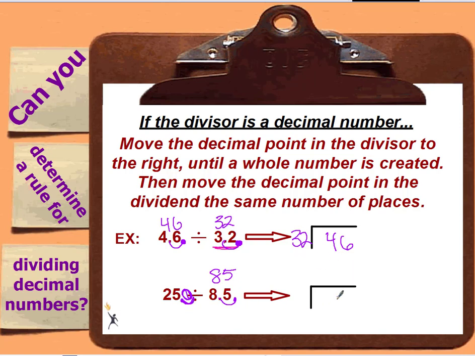So now I write this inside the house. Now it's 250 divided by 85. And then you just divide as usual.